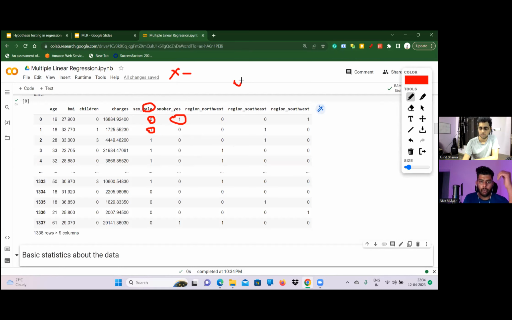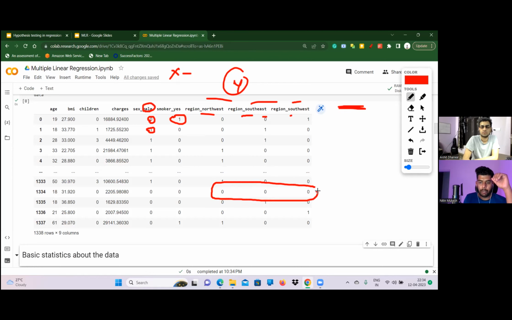Similarly, here we had 4 different regions, but we have only 3 columns: region northwest, region southeast, region southwest, and some other region was also there. But what does that mean? If all of these are 0, it means that it does not belong to these three regions, so it is obviously going to belong to the fourth region. That is what we talked about earlier, the relative effect you will see in the model, so there is no need to specify separately.